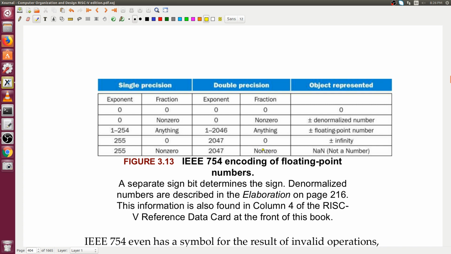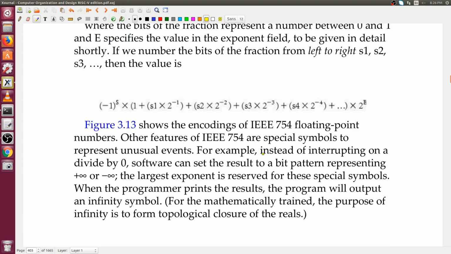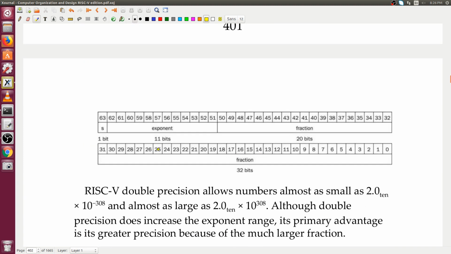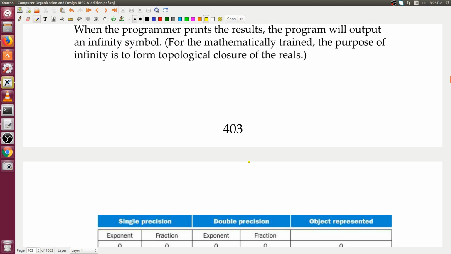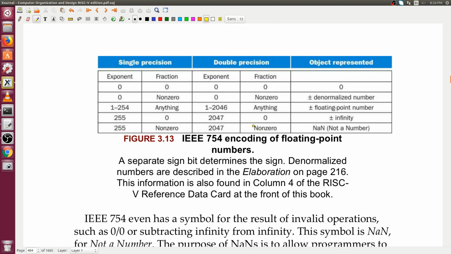And then the fractional part can be non-zero. So we see that we can actually represent a lot of not a number. If we go back here, we see that we have 52 bits in double precision for a fractional portion. And any case where the fractional portion is non-zero and the exponent is 2047, we actually have in double precision 2 to the 52 minus 2 cases where we get not a number.